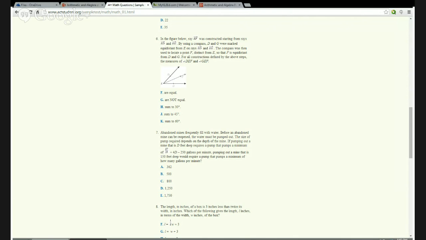Okay, number 7, abandoned mines frequently fill with water. Before an abandoned mine can be reopened, the water must be pumped out. The size of the pump required depends on the depth of the mine. If pumping out a mine that is d feet deep requires a pump that pumps a minimum of d squared over 25 plus 4d minus 250 gallons per minute, pumping out a mine that is 150 deep would require a pump that pumps a minimum of how many gallons per minute?